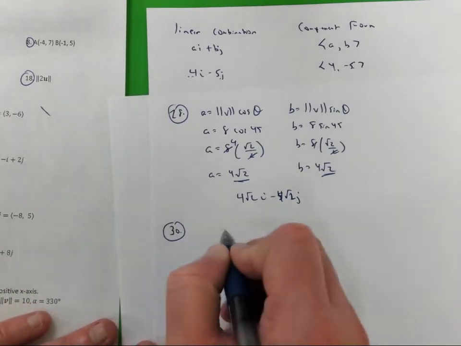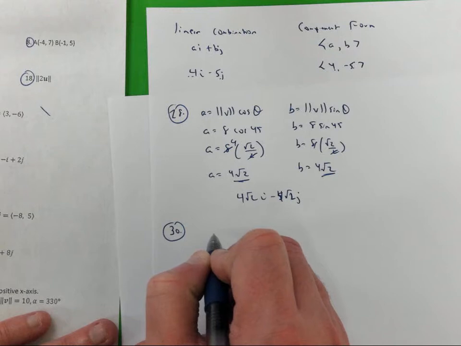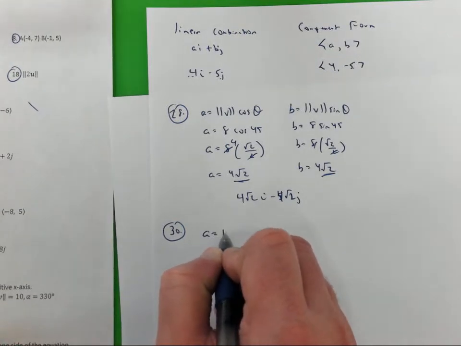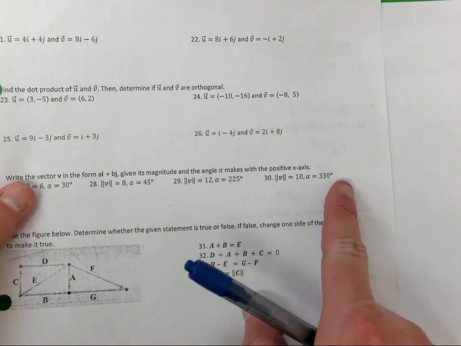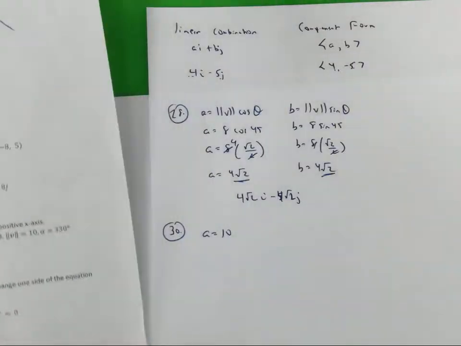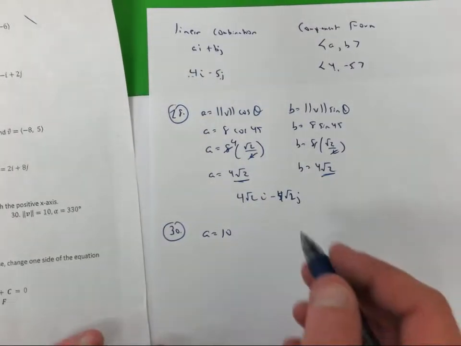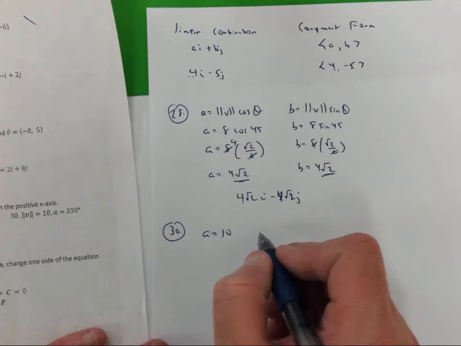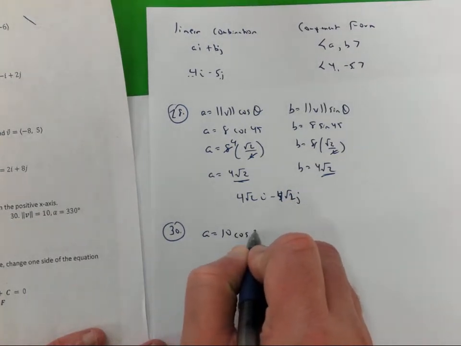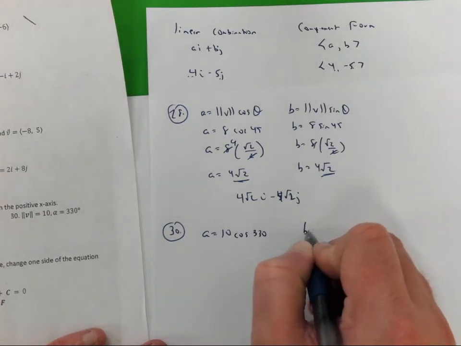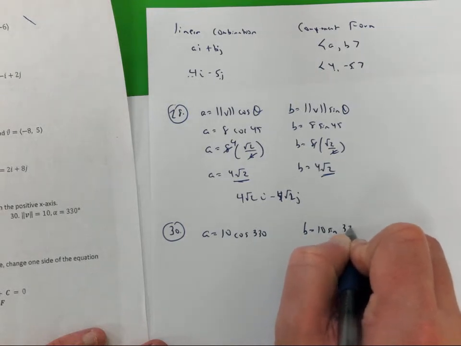Number 30. We're going to find the a and b again. a equals the magnitude. The magnitude is 10. My angle is 330. So a is 10 times the cosine of 330. b is going to be 10 times the sine of 330.